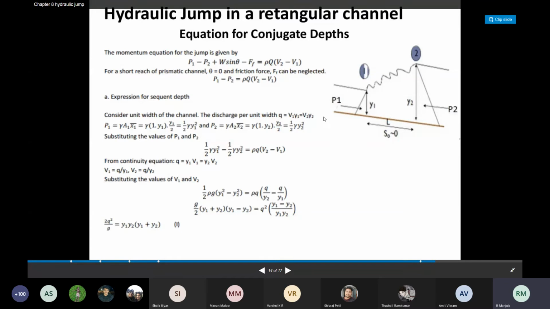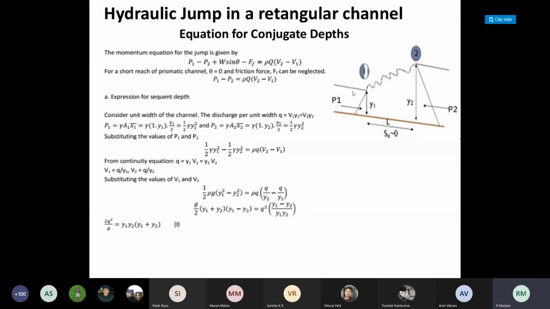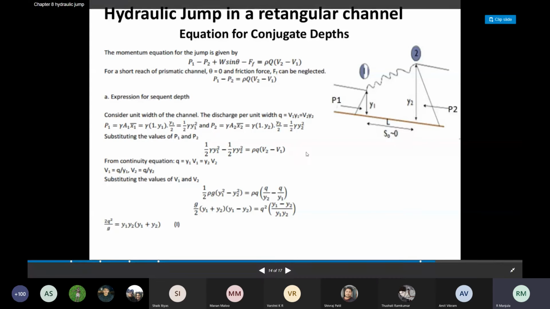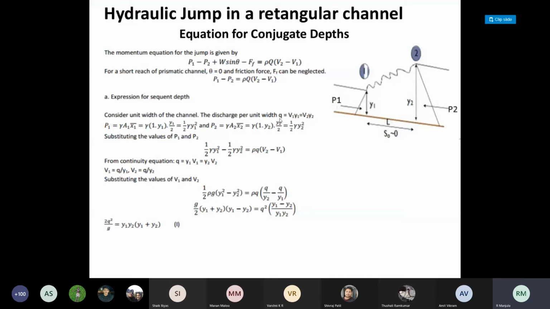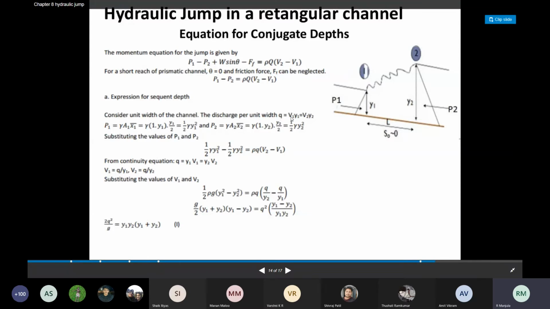Now, how are you going to express this? I am considering the unit width of the channel. This is the channel; consider unit width. Across the width, you consider one meter or 1 centimeter or whatever it is. Now, discharge per unit width, already you know, small q is the discharge per unit width. For a rectangular channel, that is going to be V times y, for section 1 and section 2. This is y1, this is y2, and hence q is equal to v1 y1 is equal to v2 y2.